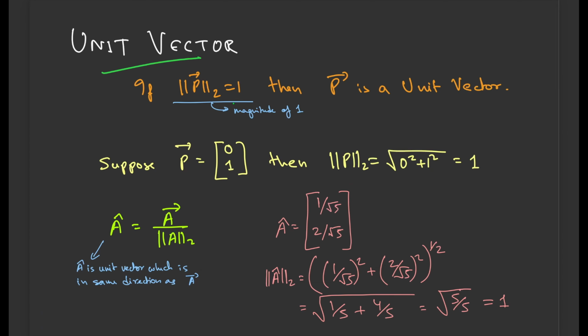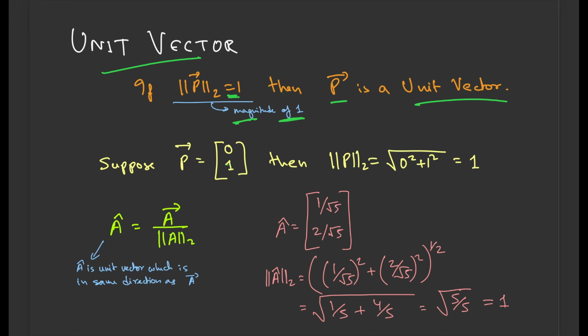A unit vector is a vector whose length or magnitude is 1. So if there is a vector P whose L2 norm is equal to 1, then the vector P is a unit vector. So L2 norm is the magnitude, right? So if the magnitude is equal to 1, then it's a unit vector.